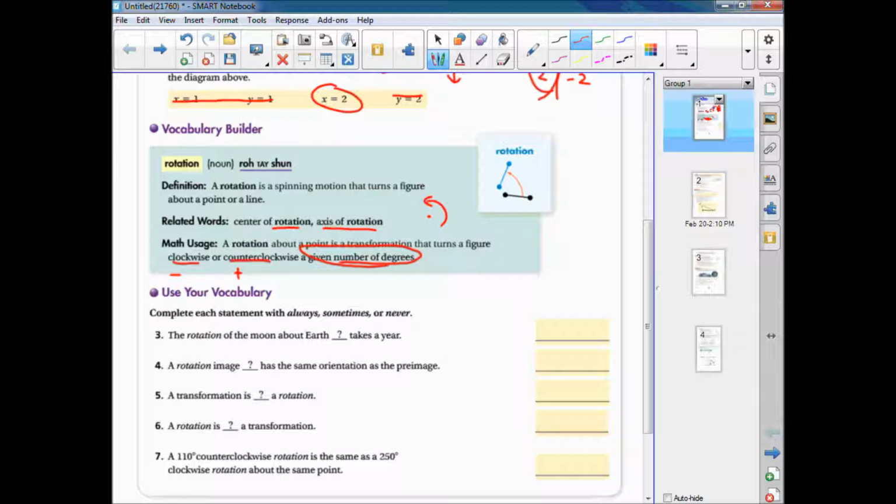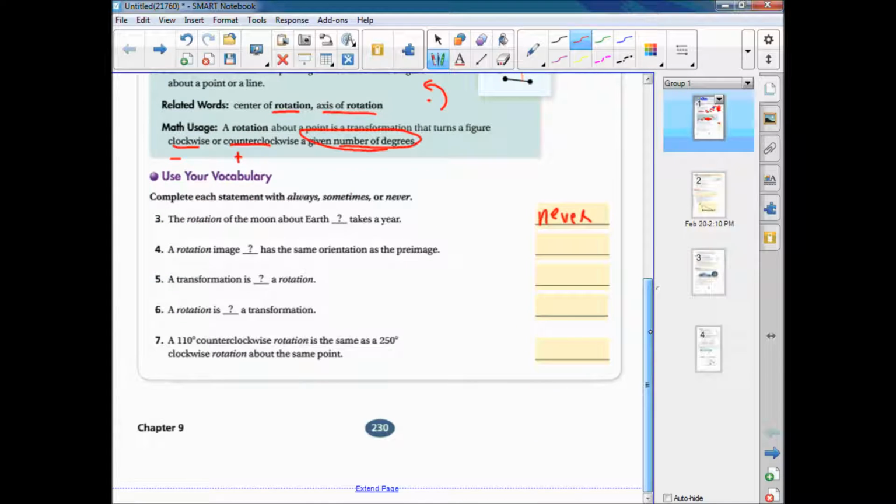All right, use your vocabulary. Complete each statement with always, sometimes, or never. The rotation of the moon about the Earth never takes a year. It's about a month or so, that's why the moon cycles through. A rotation image has the same orientation as the pre-image. This is always. It's not going to flip the shape over, so it's still going to be in the same orientation. So if it was triangle ABC, the new one would be triangle A prime, B prime, C prime in that exact order.